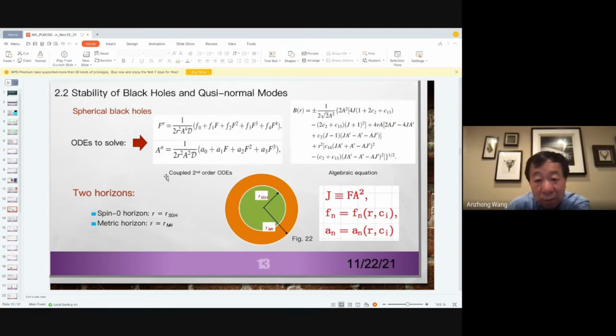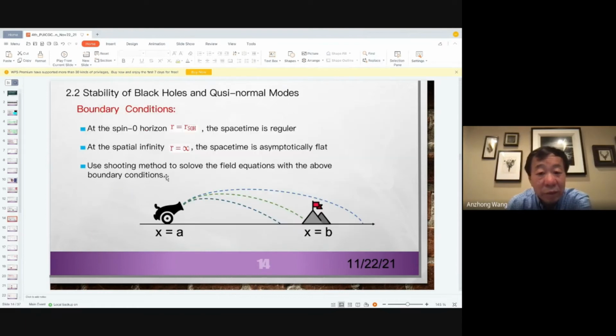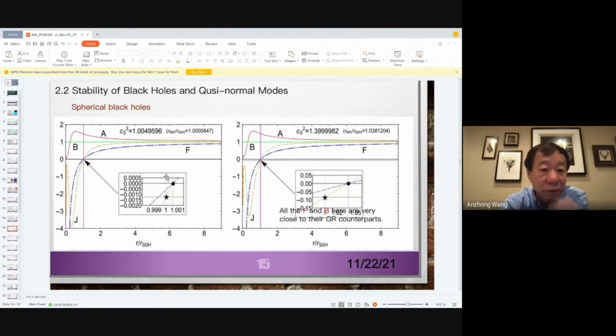Now the mathematical challenge is that the metric is singular at the metric horizon, which is normally what we call the event horizon. So we have to solve this problem numerically. What we do is use the shooting method. First, from the spin 0 horizon to the metric horizon, then from the metric horizon to infinity. Then we match them together. Once this is done, we find various solutions with spherical symmetry.